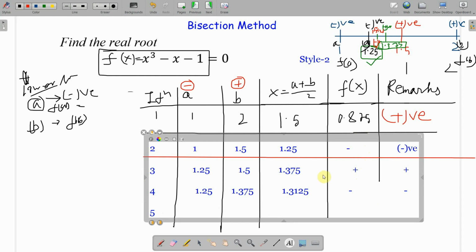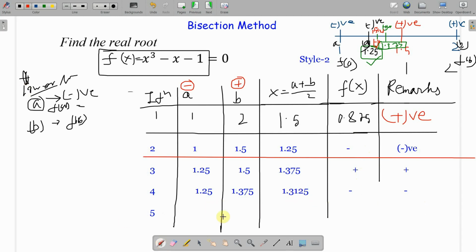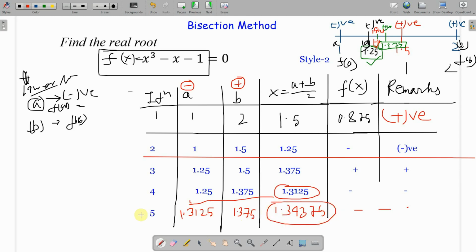Now for the fifth iteration, as it's coming negative, I'll be changing the negative point. So the negative point I'll be replacing with this value, and I'll get 1.3125. This will be the same 1.375, and the x value is coming around 1.34375, and after that we'll write that this is our root x5.